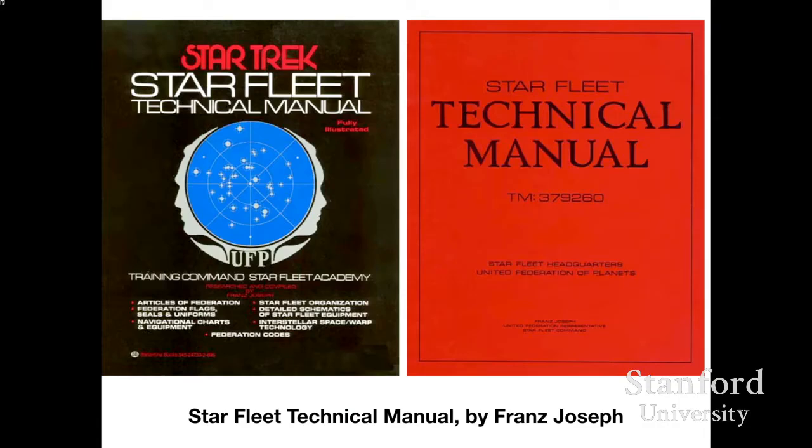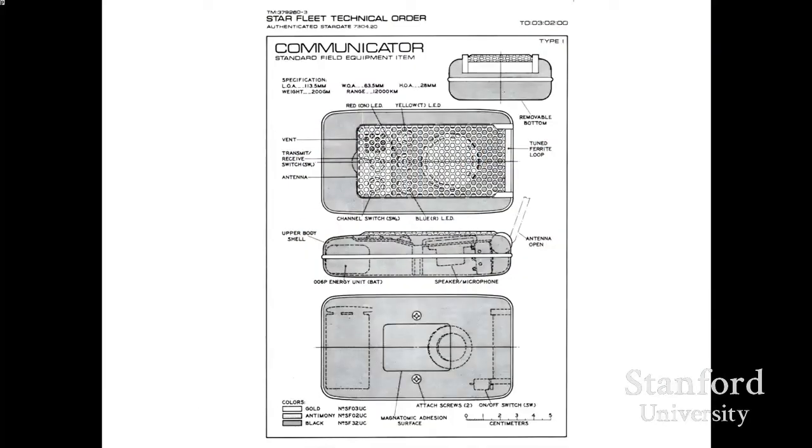A guy called Franz Joseph made it. At the time, as an 11-year-old, I was just like, this is a technical manual for this show that I'm really into, and it's going to show me the technical details of the show, like how this stuff works. Super naive. But it sort of did. It had this level of detail and veracity that was really compelling. This isn't just a production still of William Shatner with a communicator. This is technical stuff.